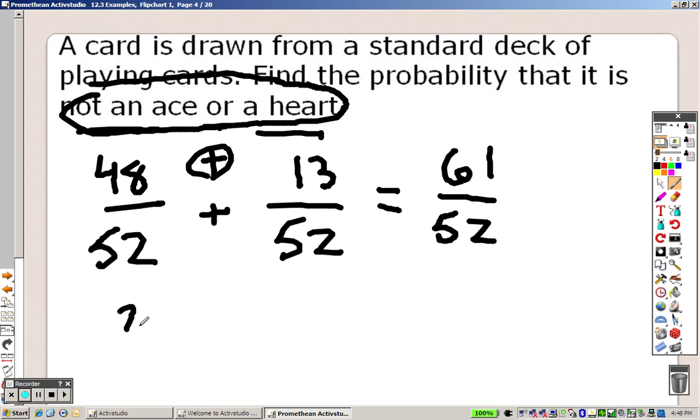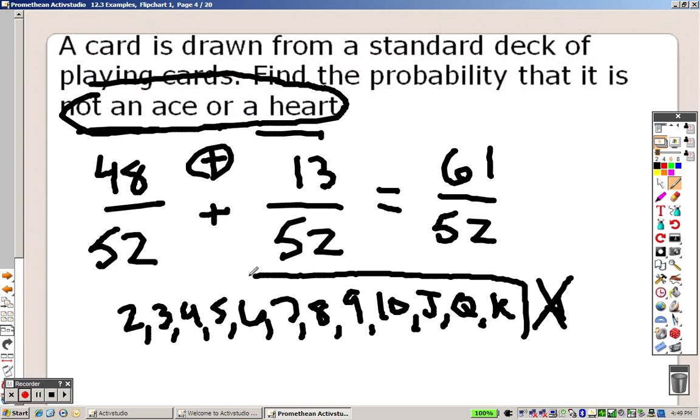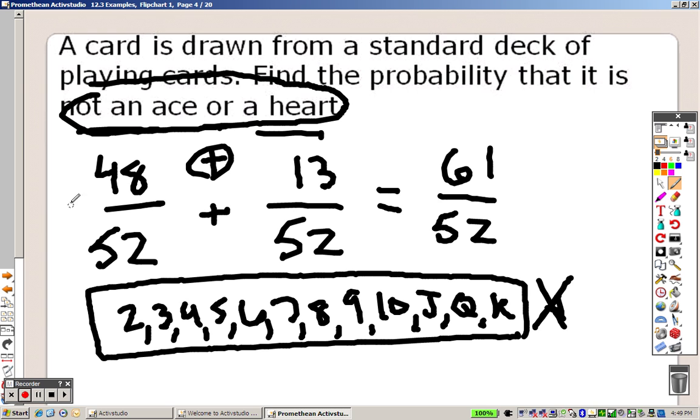Well, there's the 2, the 3, the 4, the 5, the 6, the 7, the 8, the 9, 10, the jack, queen, and king of hearts. The ace we don't want, right? So we have all of these that are hearts that I counted here, and then I counted them here. I counted them twice. So I need to get rid of those. I only want to count them one time.